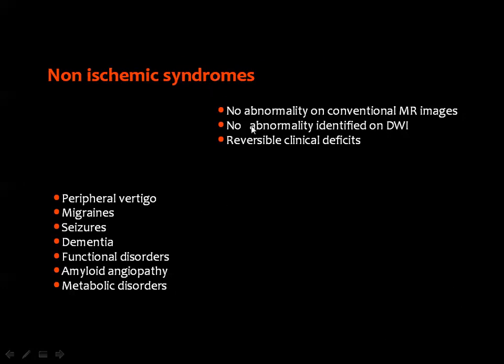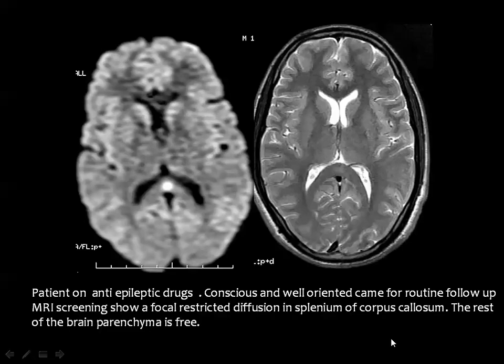Then non-ischemic syndromes, no abnormality on MRI, no abnormality on DWI, and reversible clinical deficits may be seen in the previously mentioned lesions. Now we come to an issue, which is a lesion that is particularly seen in the splenium of the corpus callosum. And this lesion is hardly detected on the T1.